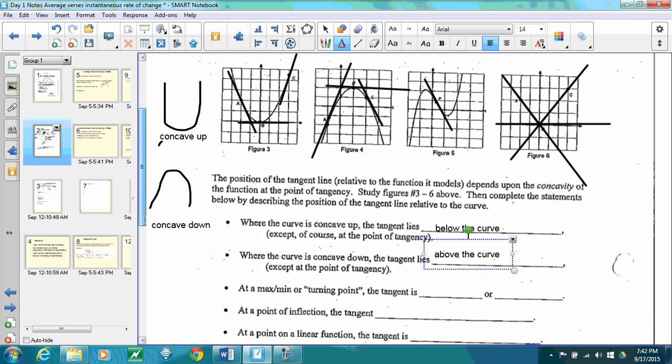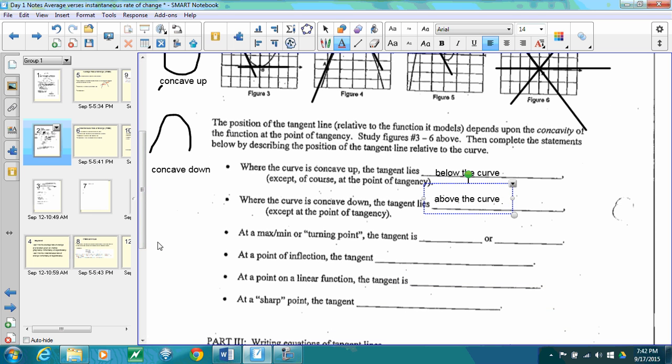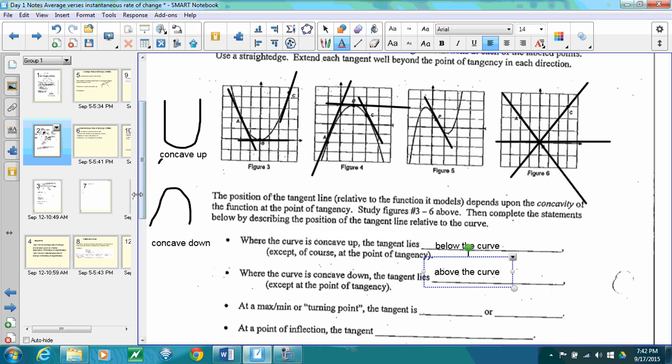At a max or min, or a turning point, there are two things we can say about a tangent. If you look at figures 3 and 4, here at B and here at B, we have a turning point, a max or a min, and there the tangent is horizontal. So that's one case.